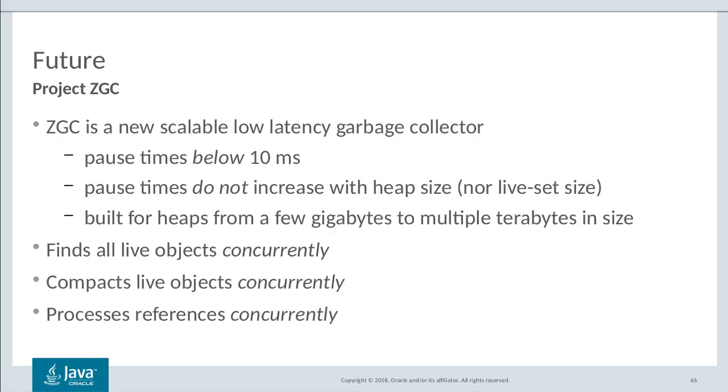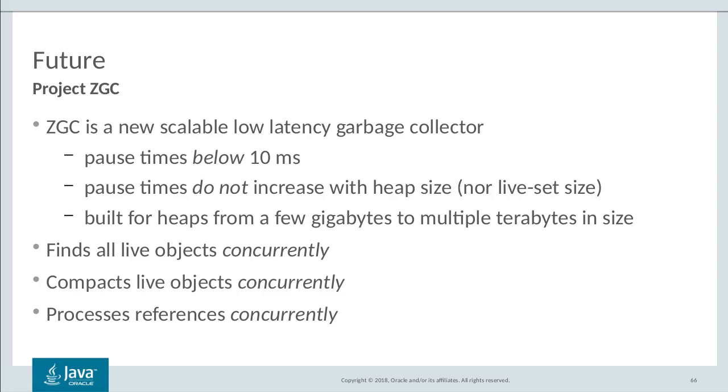As a GC developer, I'm very happy to tell you about ZGC, which is a new, scalable, low-latency garbage collector for the JVM. ZGC provides pause times that are below 10 milliseconds. They are always below 10 milliseconds. These pause times do not increase with heap size, nor do they increase with live set size. And ZGC is built to work well on heaps ranging from a few gigabytes to multiple terabytes in size.